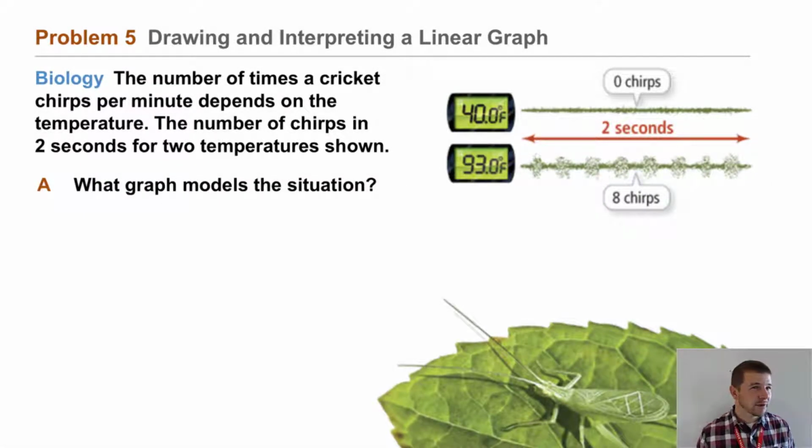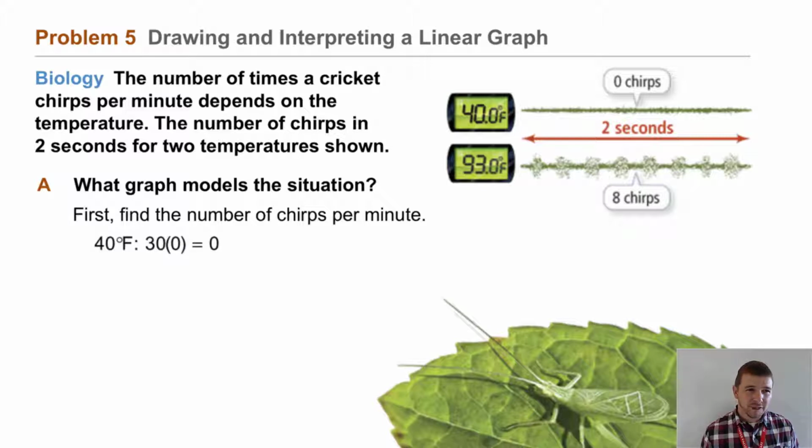First, we need to find the number of chirps per minute. So keep in mind, we were given the number of chirps in 2 seconds. So we need to multiply by 30 because there are 60 seconds in each minute. So first, find the number of chirps per minute. 40 degrees, well, that was 30 times 0, and that's 0. And for 93 degrees, 30 times 8, 240 chirps per minute.